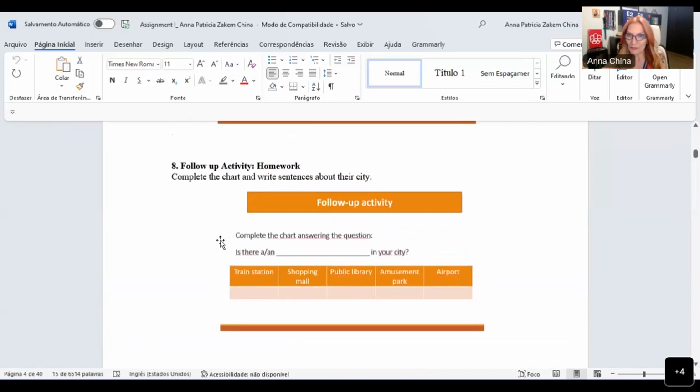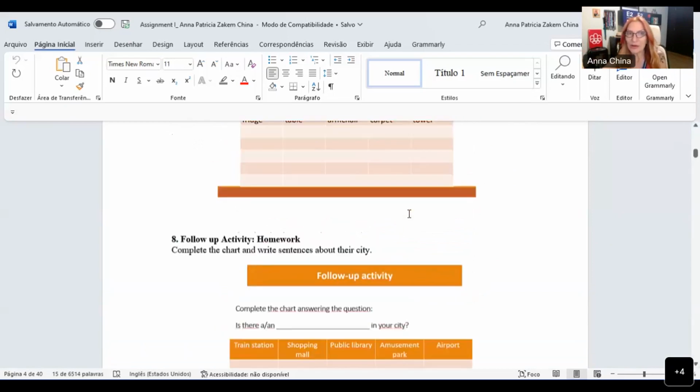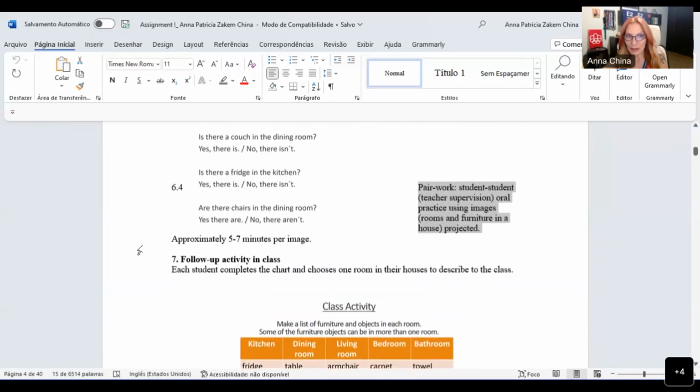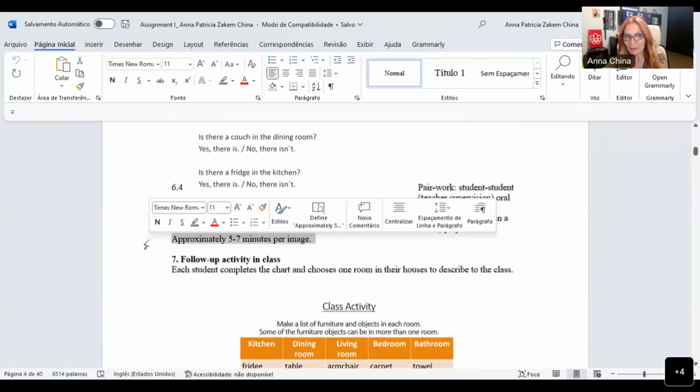So basically that's it. You have grammar, speaking activities, images, and the dynamics of how to develop the class. Everything is explained, including the follow-up activity. And you also should give the time for each task. So in this case, it would be 5 to 7 minutes per image they would work on.